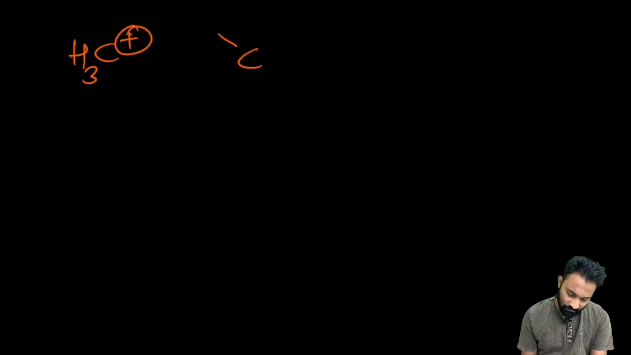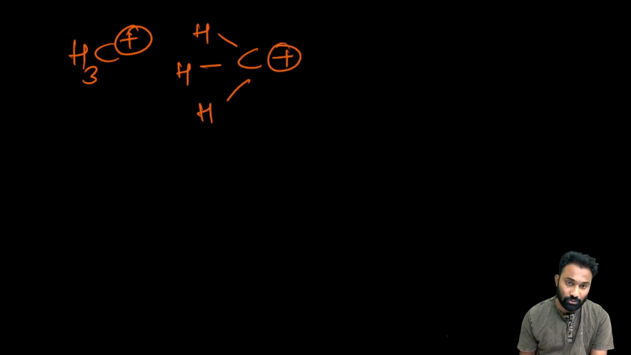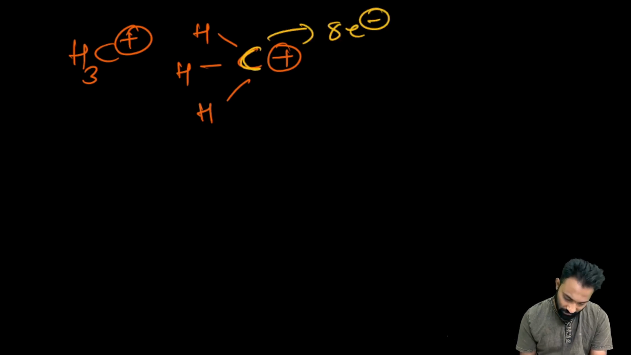The well known example is CH3 plus. CH3 plus means this carbon with three hydrogens and a positive charge. To complete its octet, the carbon requires 8 electrons, but it has only 3 bonds, total 6 electrons. To complete its octet it requires 2 more electrons. So this is electron deficient, and it acts as an electrophile.